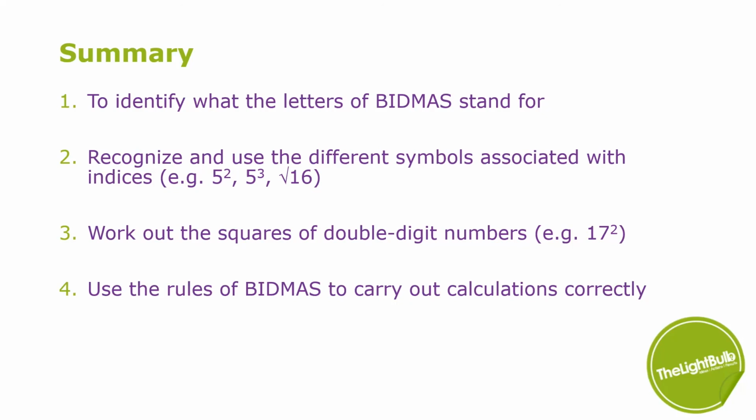We've also looked at a method for how to work out the squares of double-digit numbers, for instance, 17 squared, without a calculator, by using that noughts and crosses grid. And then finally, we put all of that together and used BIDMAS to carry out calculations in the correct order, so that we can have the right answers every time.